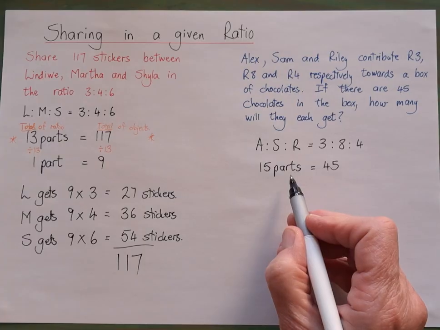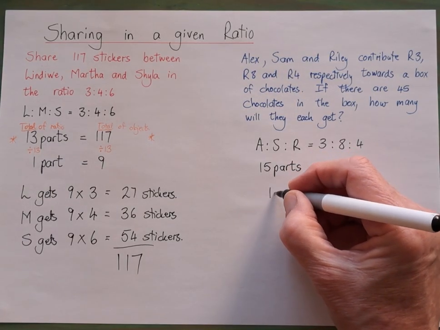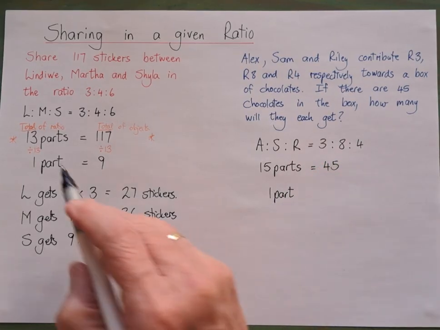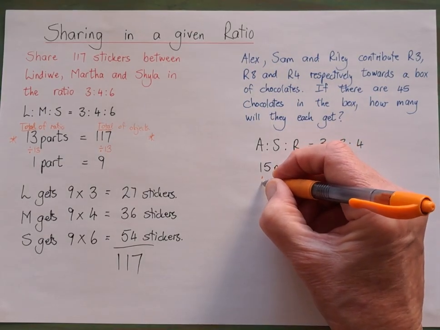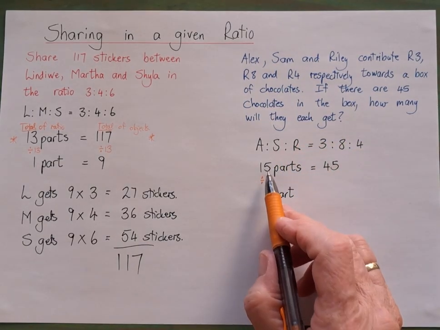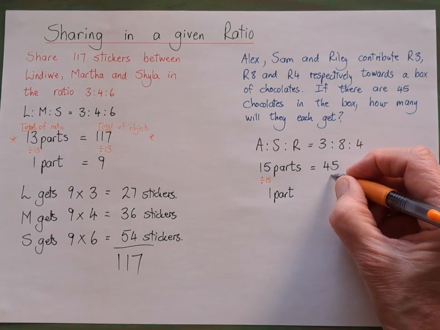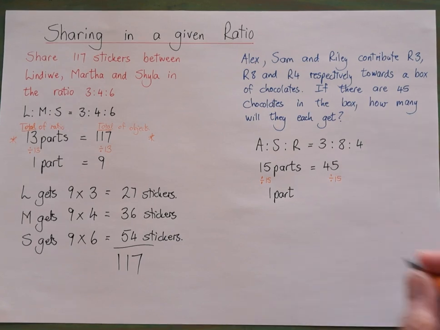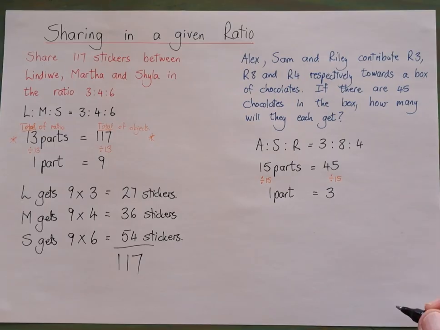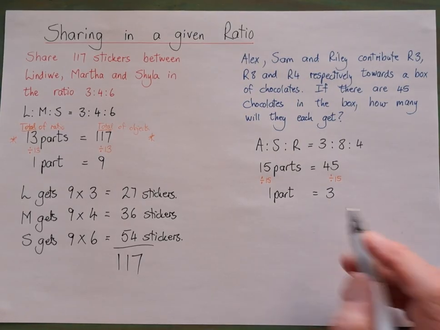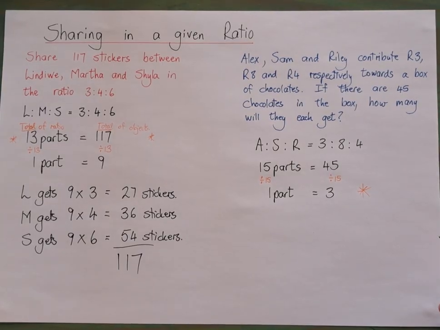I don't want 15 parts. This is the other important thing you have to remember. I want to bring 15 parts down to 1 part. Just like I brought 13 parts down to 1 part. You always come down to 1 part. And it's so easy because you just divide by exactly what that number is. It's not rocket science. Look at that number, divide by that number. If I divide the one side by 15, I have to divide the other side by 15. And 45 divided by 15 is 3. So 1 part is 3, and that's what I call my magic number, because that allows you to work everything else out from here.